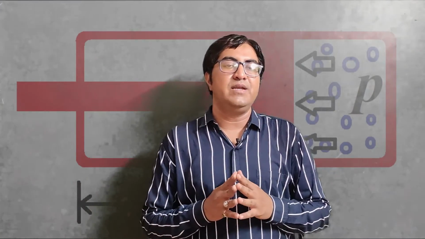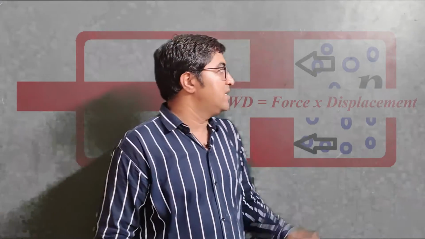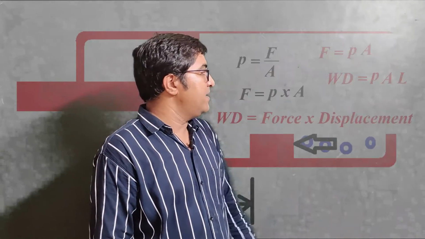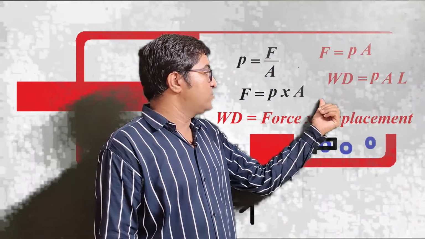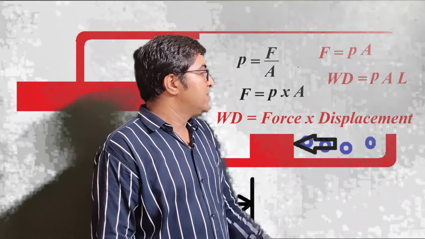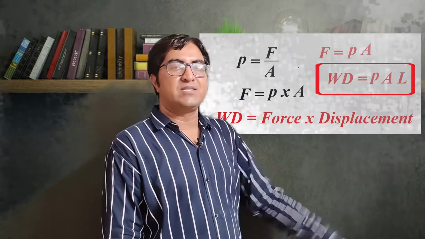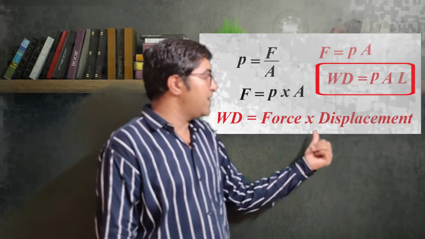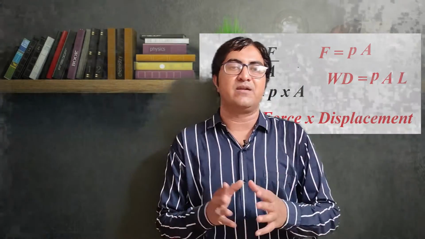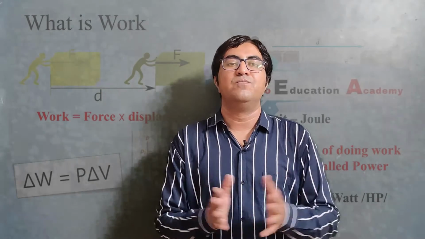And we know the definition of work done. The theoretical definition: work done equals force into displacement. If we put the value of force, force equals pressure into area, so work done equals pressure into area into displacement. The unit of area is meter square and the unit of displacement is meter. So meter square into meter means meter cube. So it is delta V, the change in volume.